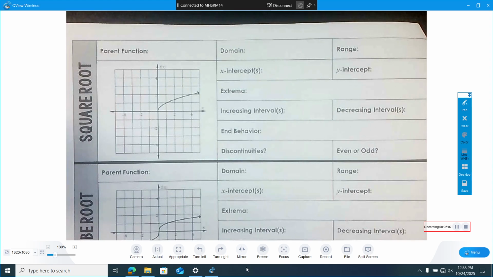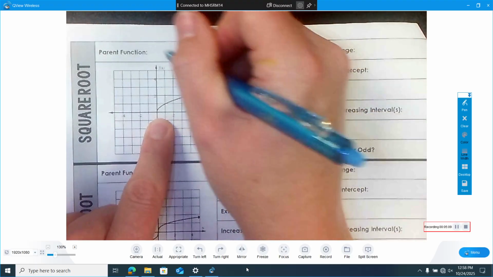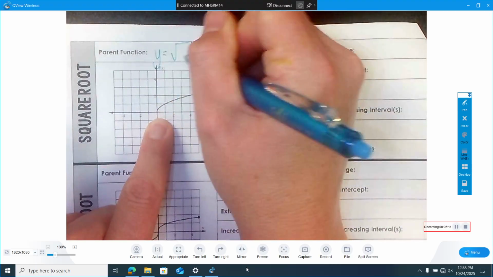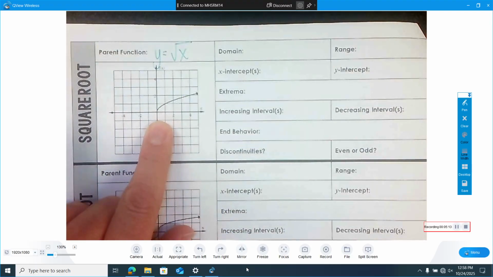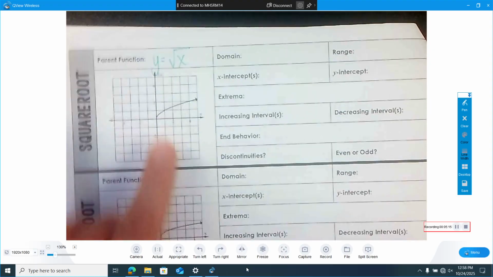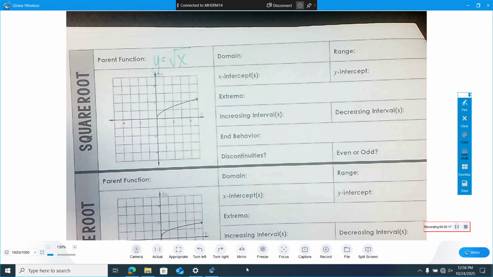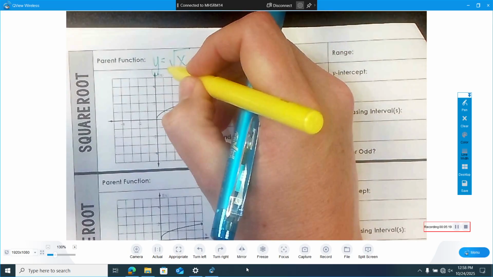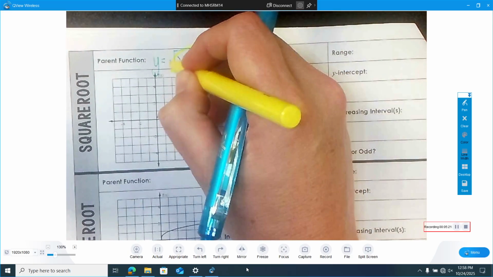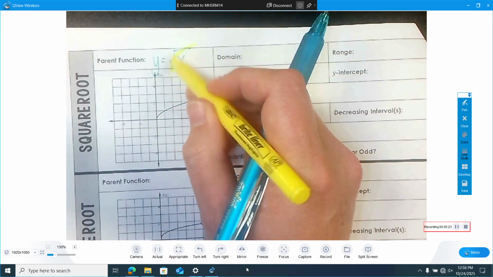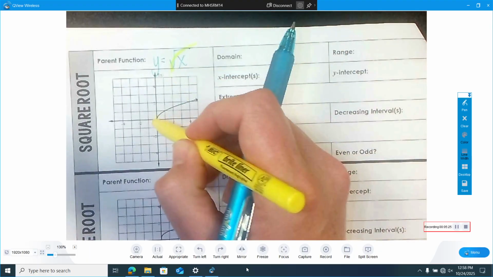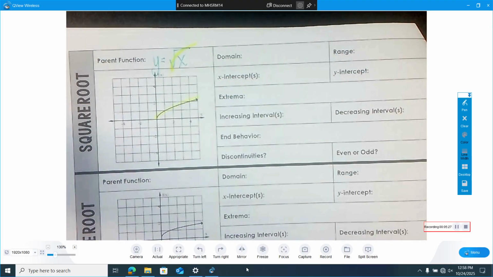Square root function, square root swoop. This is y equals the square root of x. I like to call this the square root swoop. I think it's important. This is a great one to know the shape of. The square root, that square root symbol, you can imagine that it looks like the actual square root swoop, right? So that's how I remember it's the square root swoop.